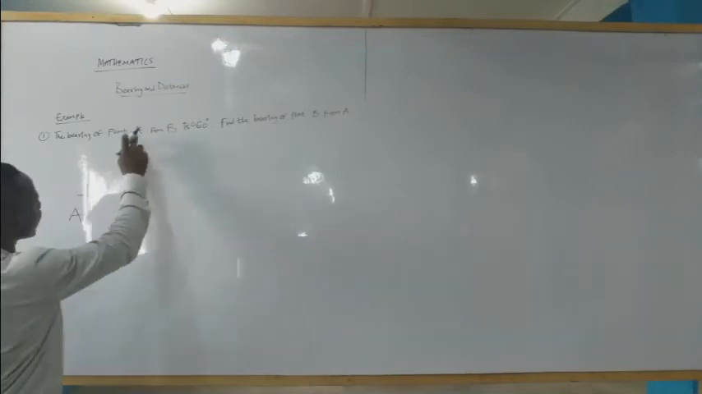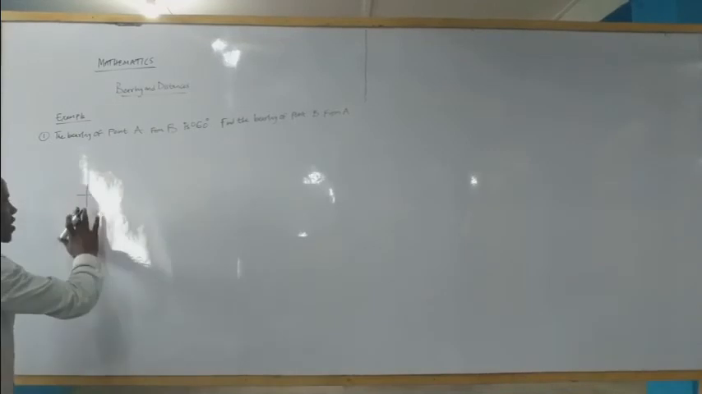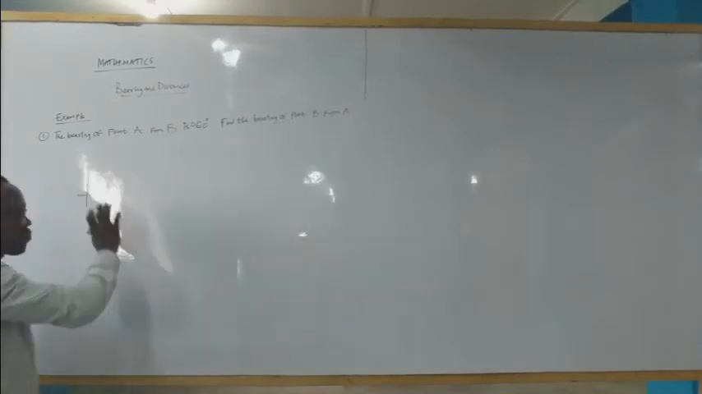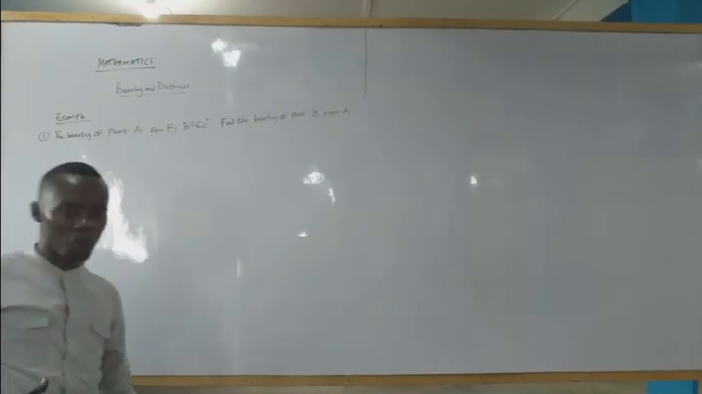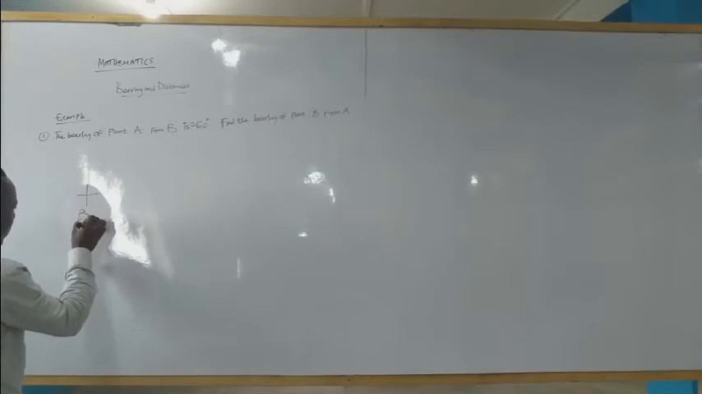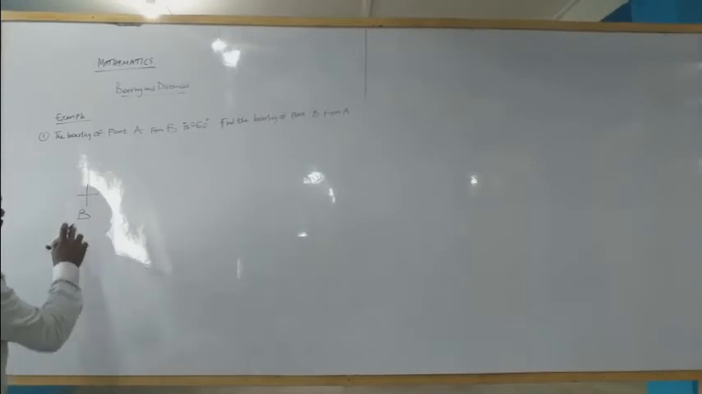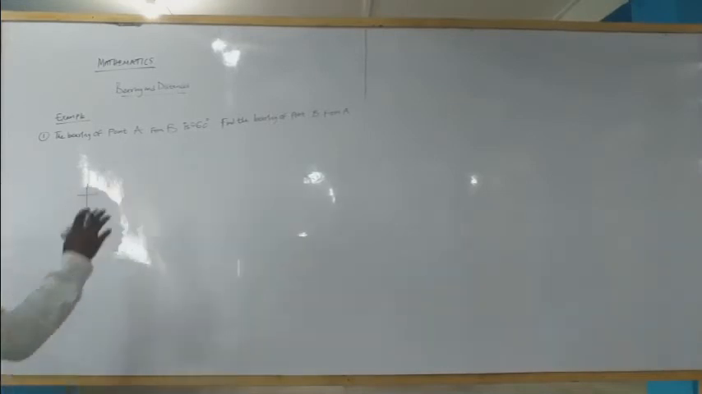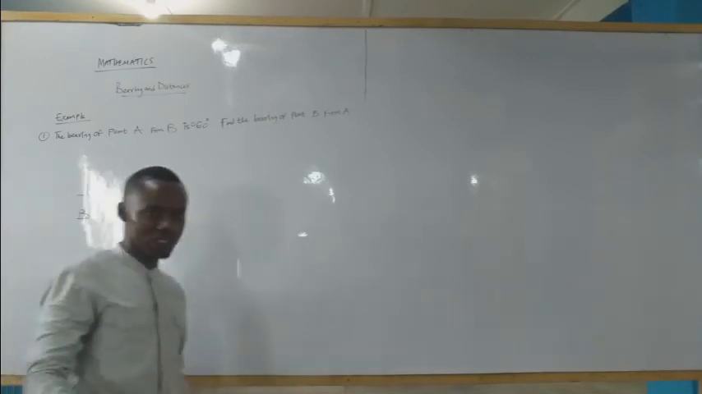Bearing of point A from B. So this is different. The bearing of point A from B, meaning that we are starting from B. That's our starting point. Our starting point is what? B, not A. So you have to read the question and make sure you understand.